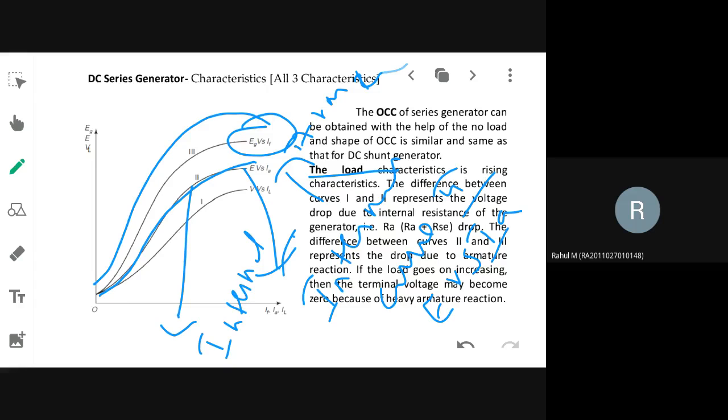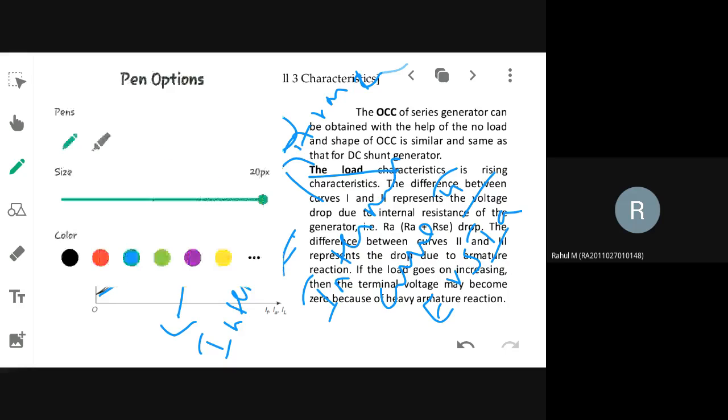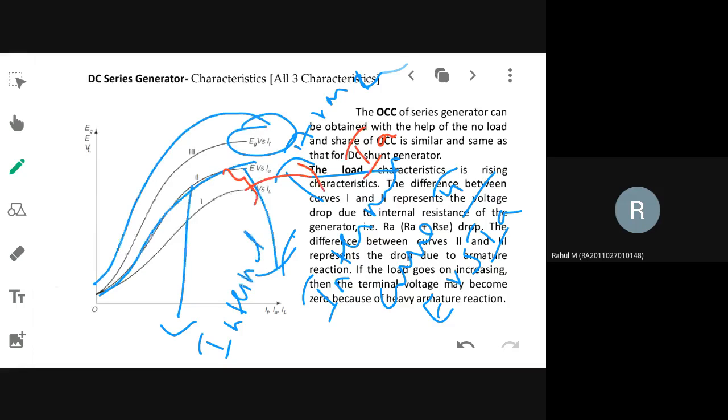From the internal characteristics, you are going to subtract one more drop. What drop are you going to subtract now? That is the IA RA drop you are going to subtract. Then you will get curve number 1. That curve number 1 is drawn between V and IL. That is called what characteristics? That is called external characteristics.